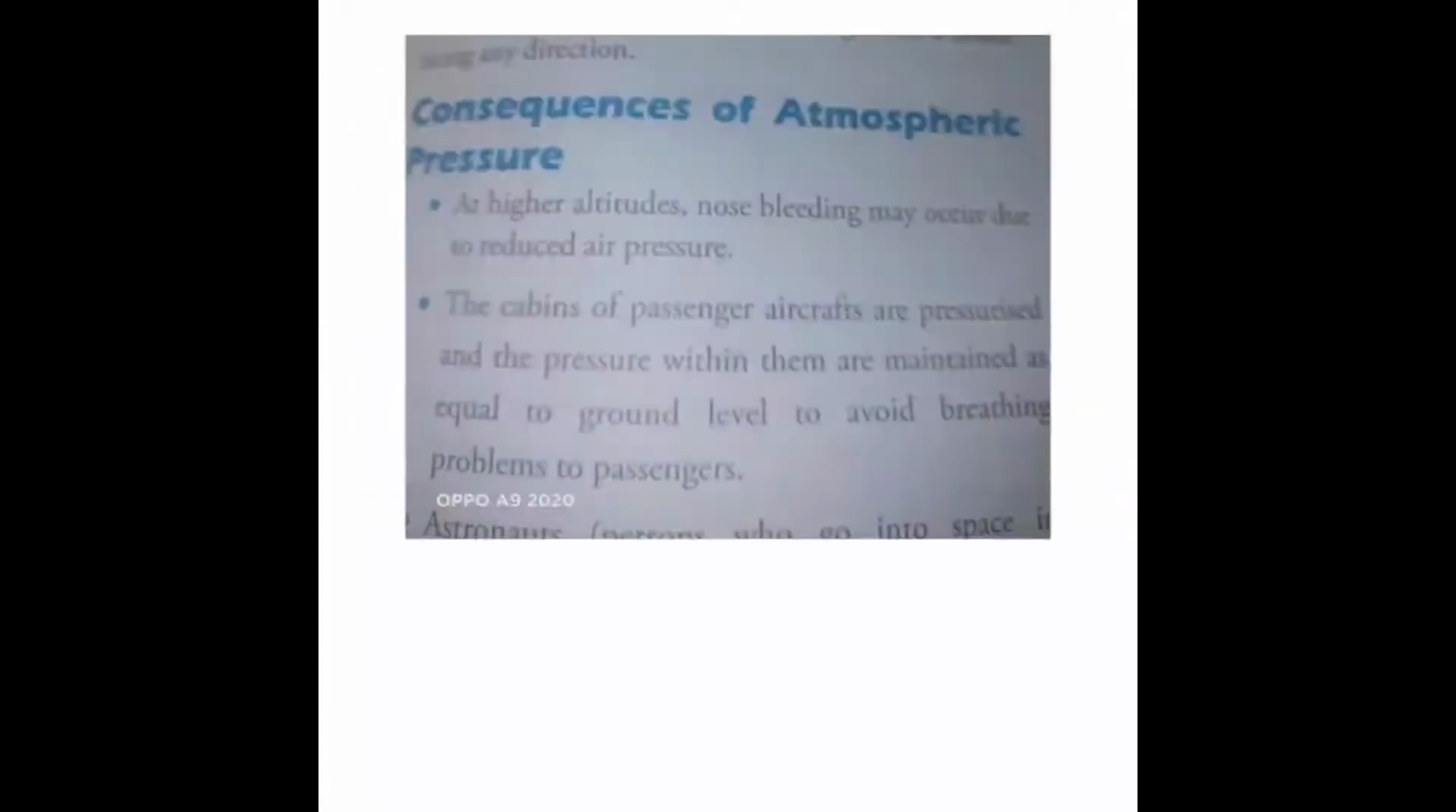But when we go to higher altitudes, where the atmospheric pressure is less, we start bleeding. That means our nose vessels, our blood vessels, start bleeding, right? When there is a mismatch of pressure, that means when our body pressure is more than the atmospheric pressure, then also it is a problem. Similarly, when we go inside water, where the liquid pressure is more than our blood pressure, then also we feel suffocation. So these are the consequences of atmospheric pressure.